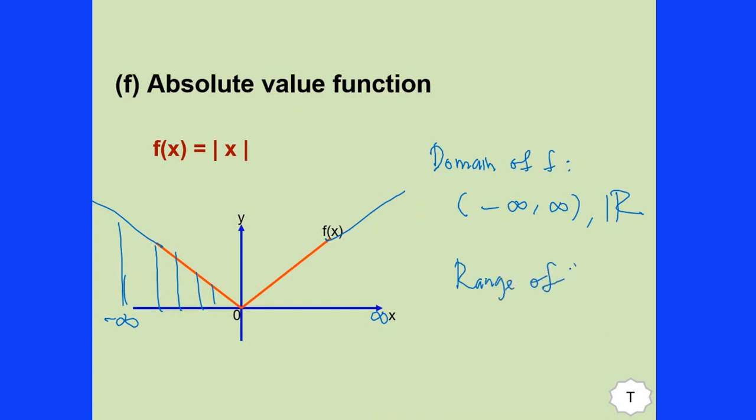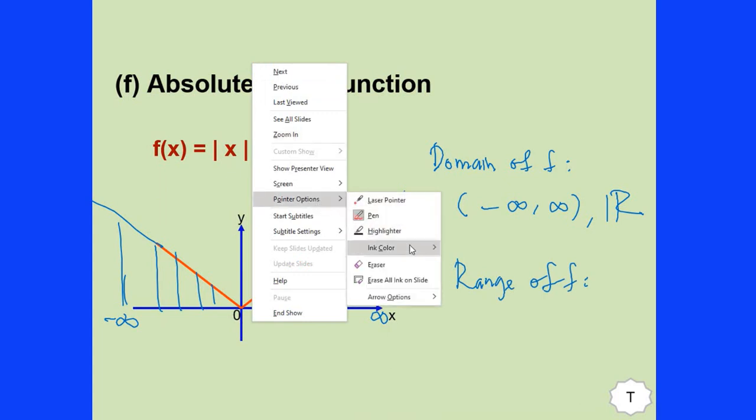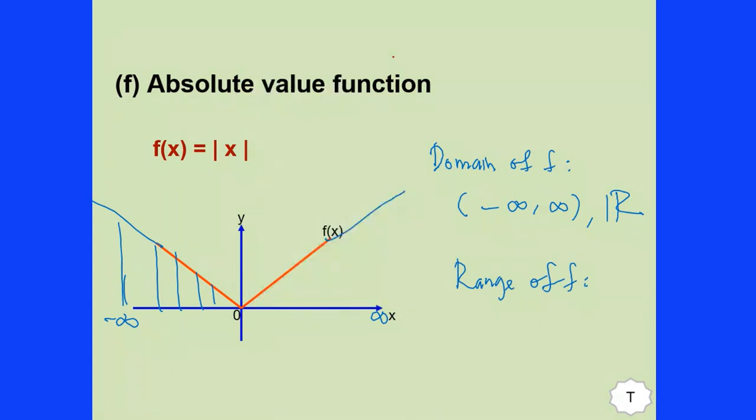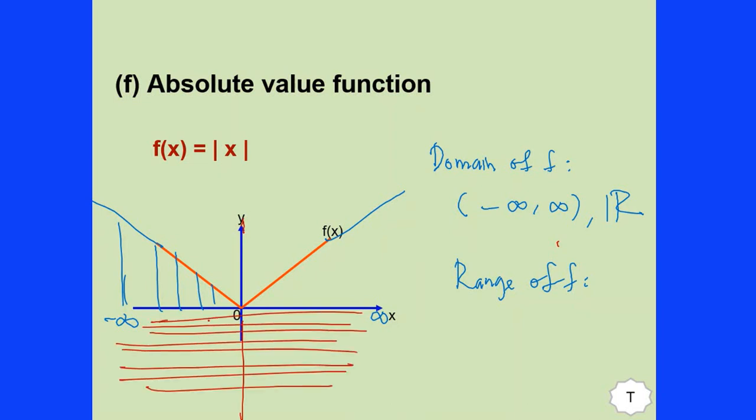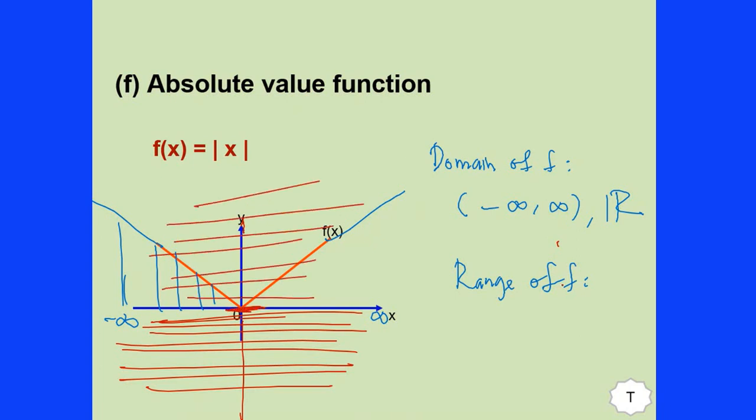Cuba find dia punya range pula. Cuba fikir. Range. Tengok Y, kan? No graph. Tak ada graph. Sampai kat sini baru ada graph. Ada sampai atas. So starting 0 to infinity. That one is for absolute value function.